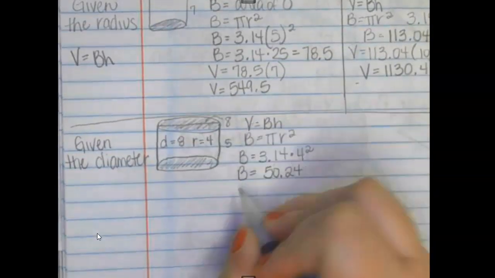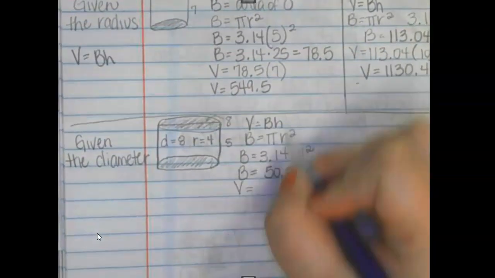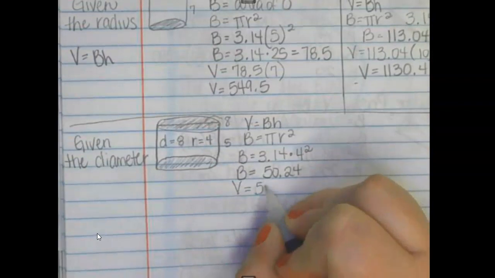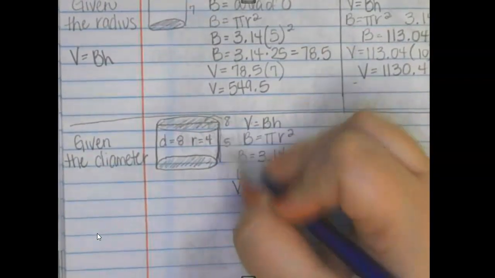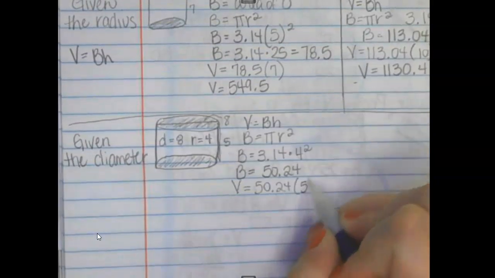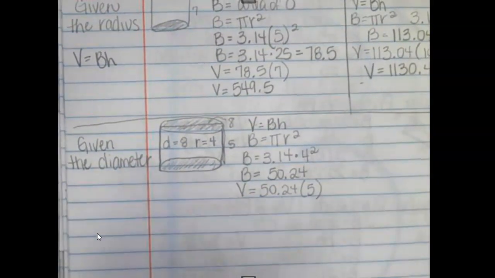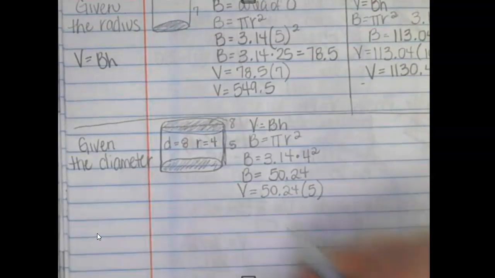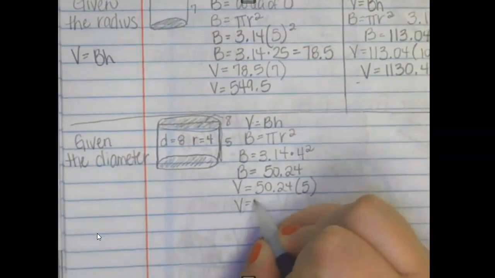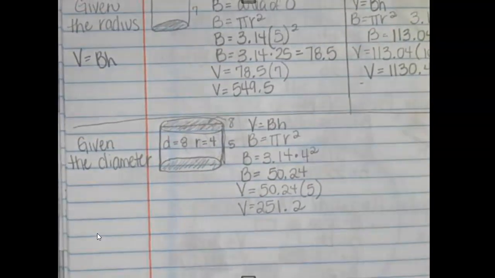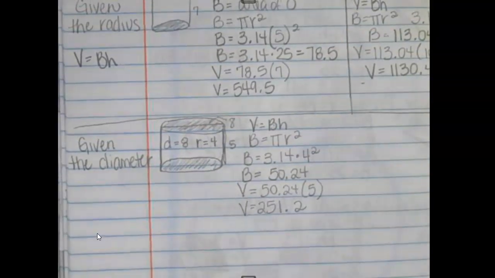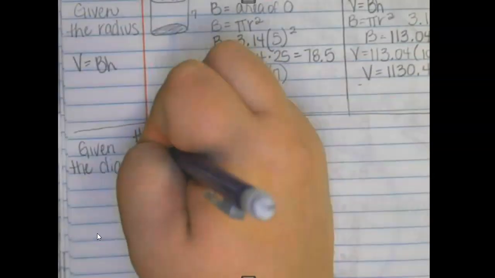Go back to my volume formula. Plug in my big B and my height, which connects my bases, is 5. So I'm going to multiply that times 5 to get a volume of 251.2. All right, and that is example number 3.